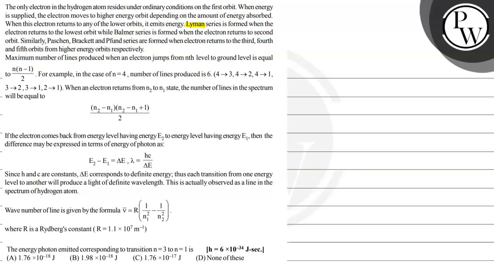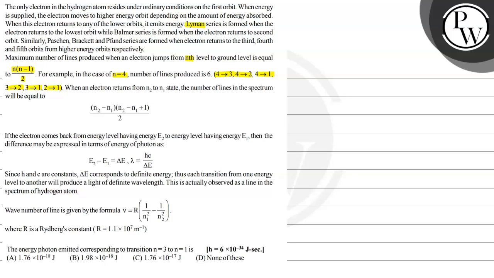Similarly, Paschen, Brackett and Pfund series are formed when electron returns to the third, fourth and fifth orbits from higher energy orbits respectively. Maximum number of lines produced when an electron jumps from nth level to ground level is equal to n multiplied by n minus 1 divided by 2. For example, in the case of n equal to 4, the number of lines produced is 6, that is 4 to 3, 4 to 2, 4 to 1, 3 to 2, 3 to 1 and then 2 to 1.